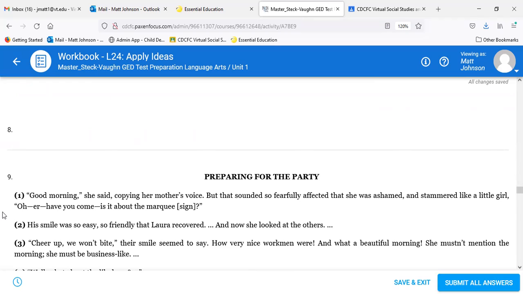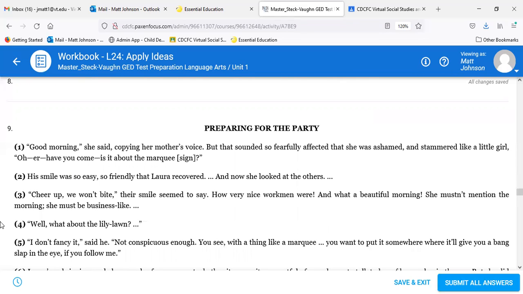Good morning, she said, copying her mother's voice. But that sounded so fearfully affected that she was ashamed and stammered like a little girl. Oh, have you come? Is it about the Marquis? His smile was so easy, so friendly, that Laura recovered, and now she looked at the others. Cheer up. We won't bite, their smile seemed to say. How very nice workmen were, and what a beautiful morning. She mustn't mention the morning. She must be businesslike. Well, what about the lily lawn?